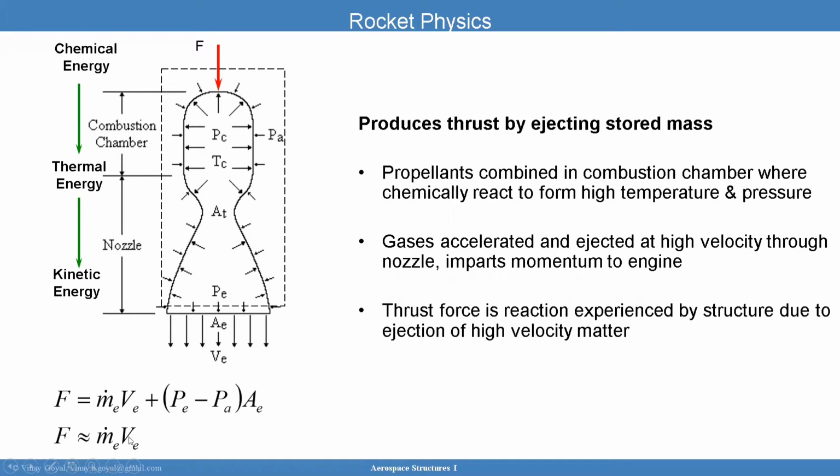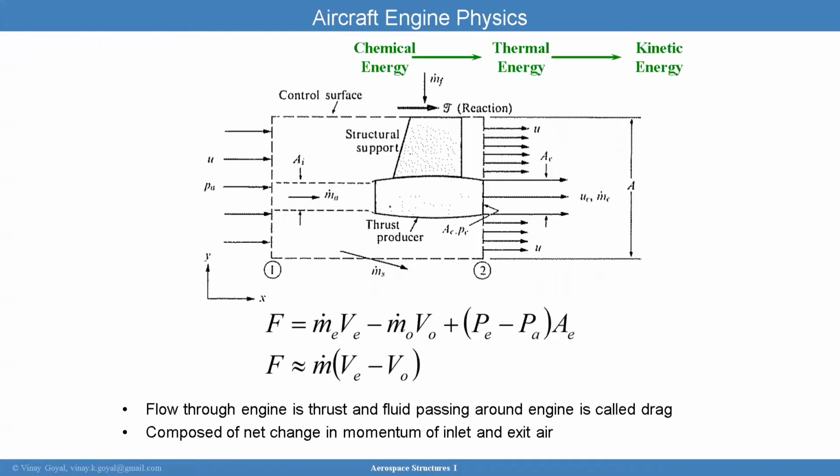So in rocket physics, the thrust is really caused by ejecting stored mass, as you can see here: m dot, the mass flow rate, times the velocity. The propellants combine in the combustion chamber where they chemically react to form high temperature and pressure. The gases then accelerate and eject at high velocity through the nozzle, and impart momentum to the engine. The thrust force is the reaction force experienced by the structure due to ejection of the high velocity matter.